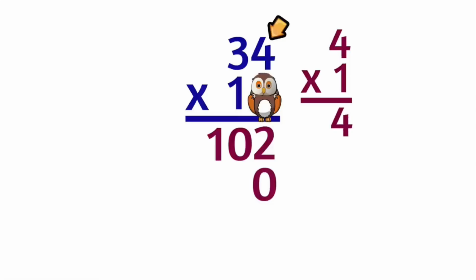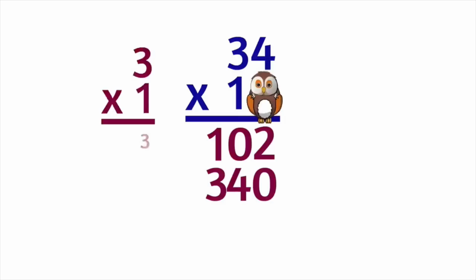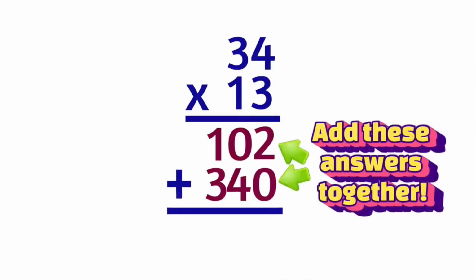4. That's right, 4. We put the number 4 right here. And what is 3 times 1? 3. Yep, 3. We put the number 3 down here. We're almost done. Now all we have to do is add these answers together.